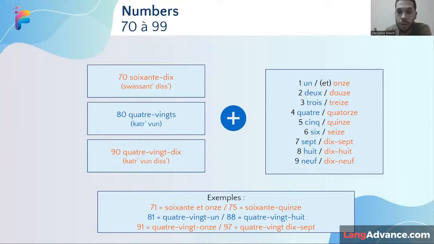81, 82, 83, similar to what we saw previously with the numbers from 20 to 60. And then 90, 91, 92, 93, 94. So you count the same way as you would for 70, except for 91, right? You don't say the et. So that's basically how it works, all right? So that's the numbers from 70 to 99.